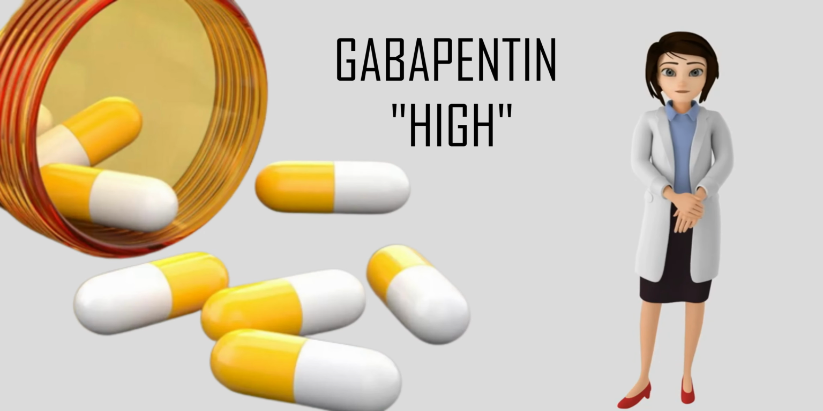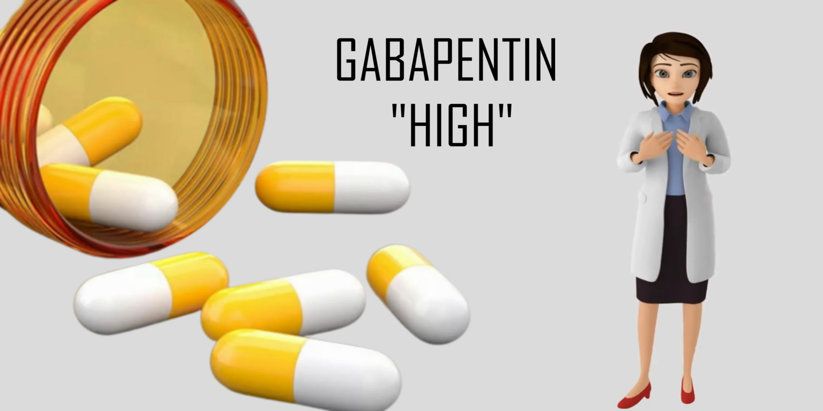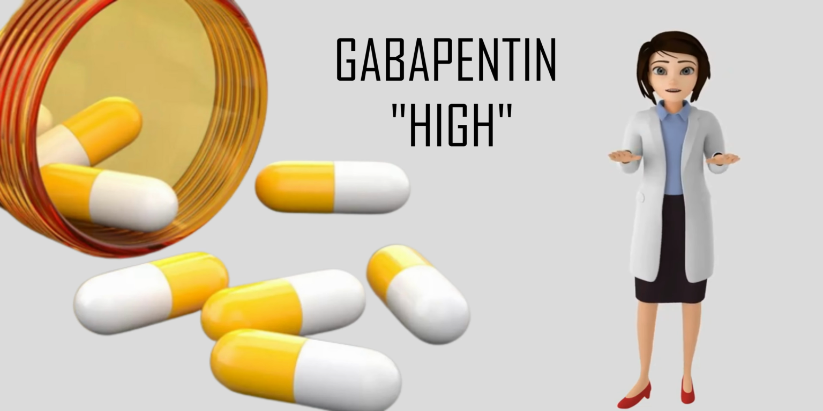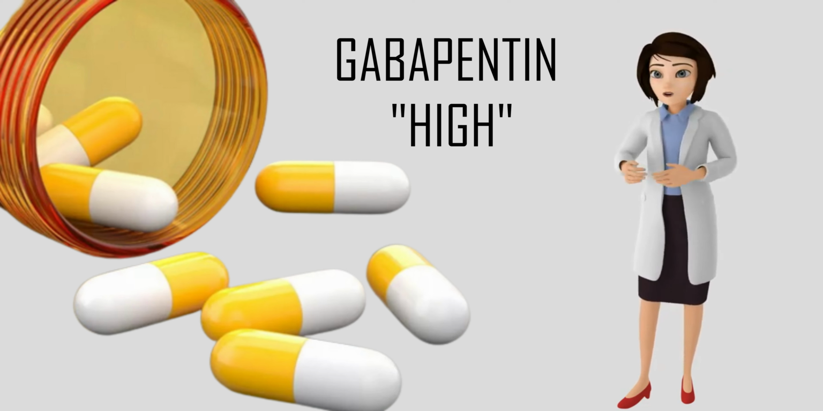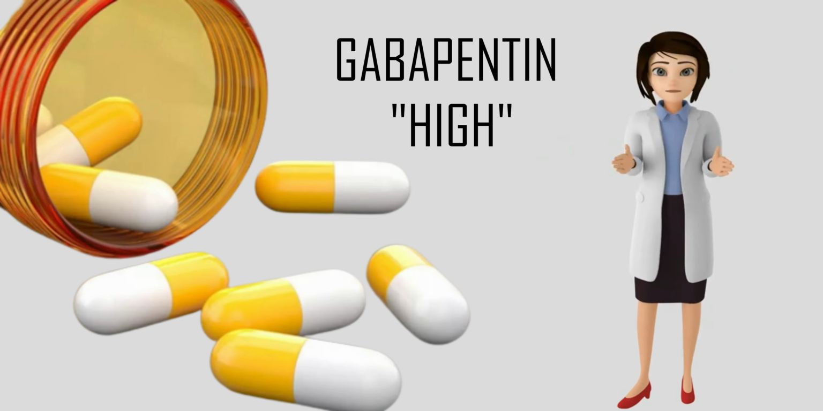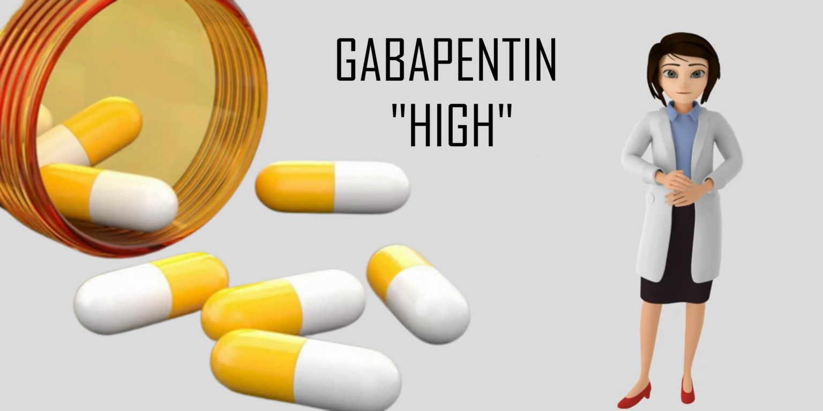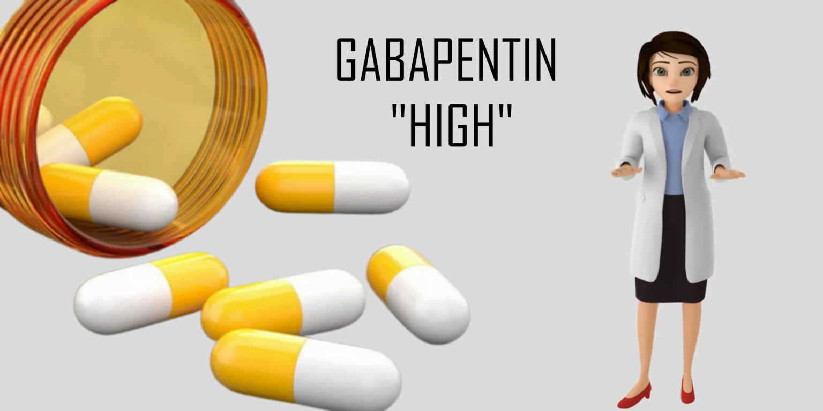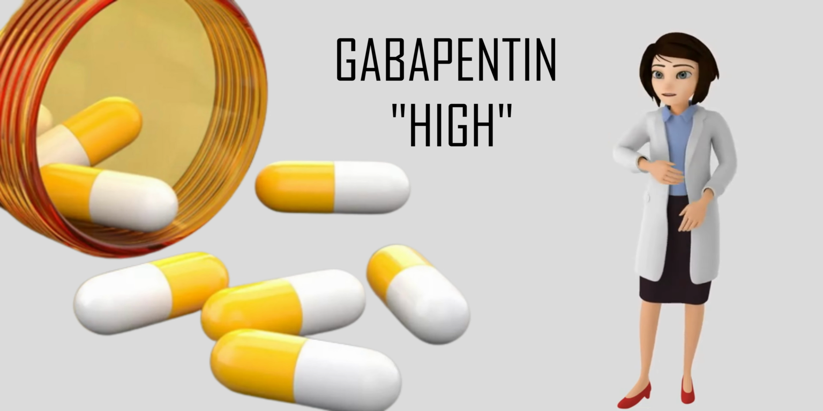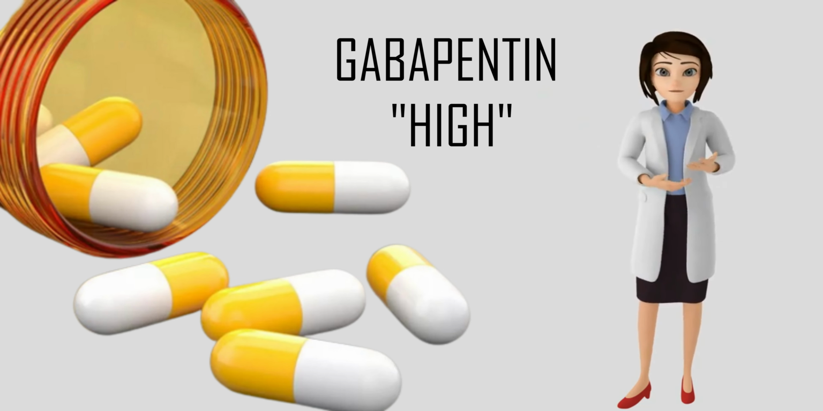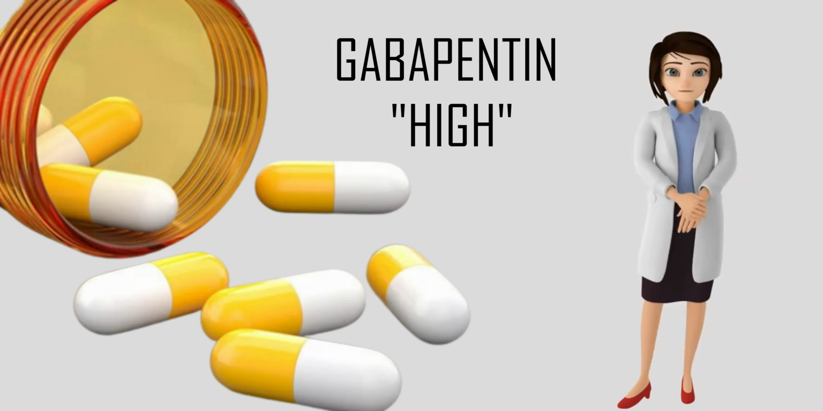Gabapentin recreational use. Gabapentin is a prescription medication primarily used to treat seizures and nerve pain. However, it has also been used off-label for various other conditions, including anxiety, bipolar disorder, and migraines. Gabapentin has also become popular as a recreational drug, particularly among people with a history of substance abuse. It is sometimes used to enhance the effects of other drugs or to alleviate withdrawal symptoms.